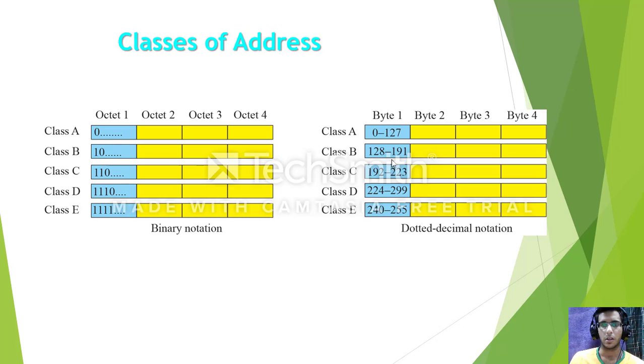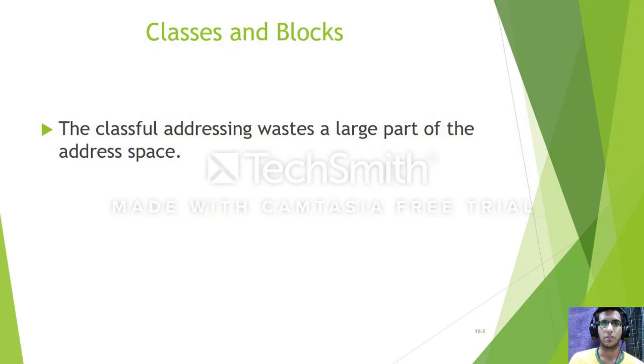Now we're talking about dotted decimal notation. As you can see, class A starts from 0 to 127, and class C ends at 255. Why? Because that's the maximum that an IP address can take. So this is what we call dotted decimal notation.